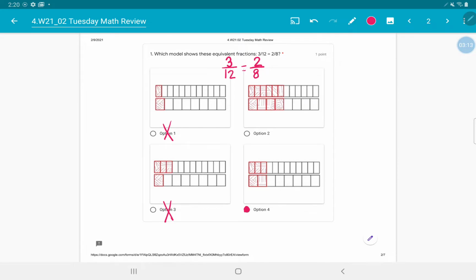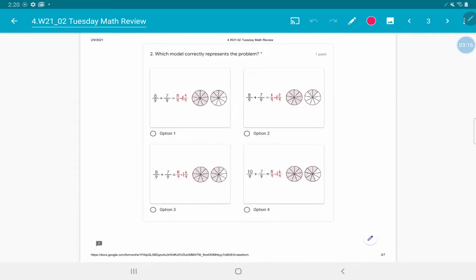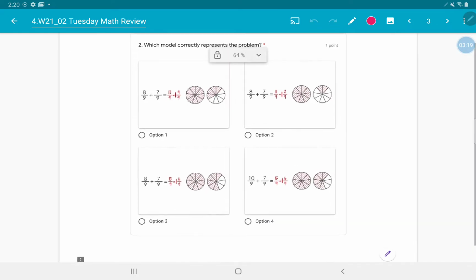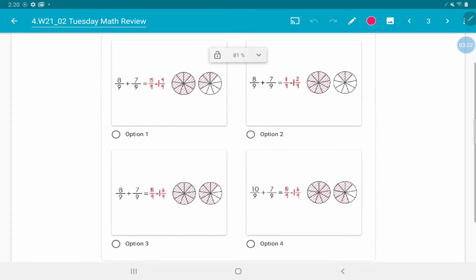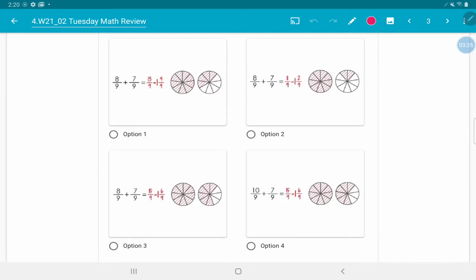Okay. Let's take a look at number 2. Which model correctly represents the problem? So we're adding fractions in all 4 of our options. When we add fractions, what has to be true before we can add? Justice, what is it? What it equals. Okay, but before we can add them to see what it equals, what do we have to make sure of? You have to make sure that the two numbers on the bottom are the same. Exactly. The 2 numbers on the bottom, the denominators, have to be the same. And in all 4 options, I have 9 as the denominator, so I can add them all.